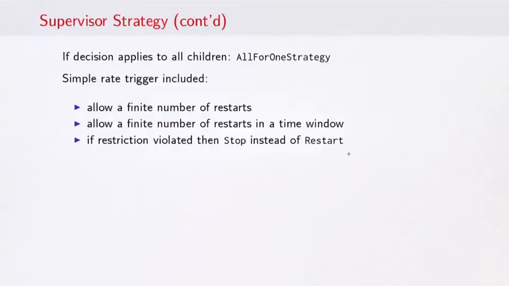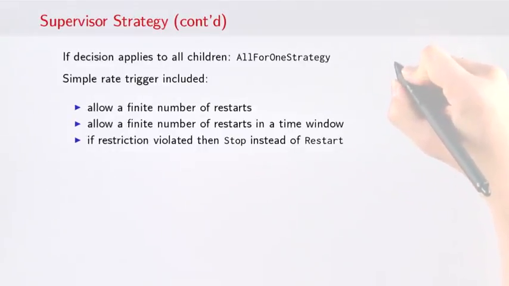There are variations on what you can apply. For example, the one-for-one strategy always deals with each child actor in isolation. If a decision shall apply to all children, then there is also the all-for-one strategy, which means that the supervisor is supervising a group of actors which need to live and die together. Let me show you an example of this.